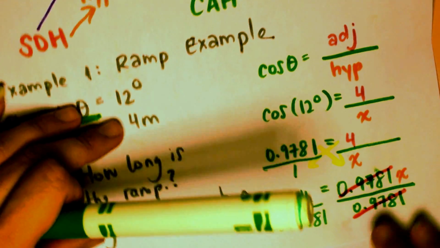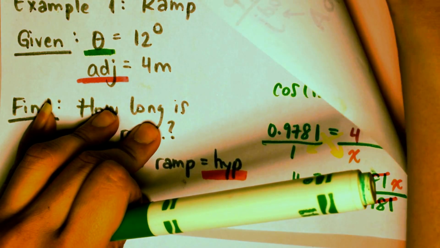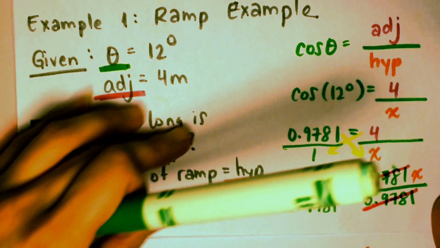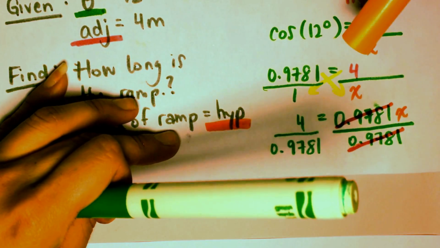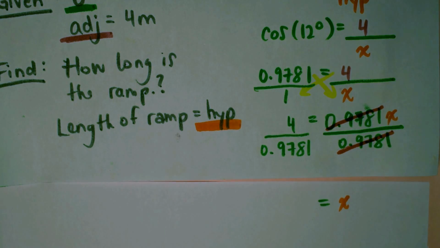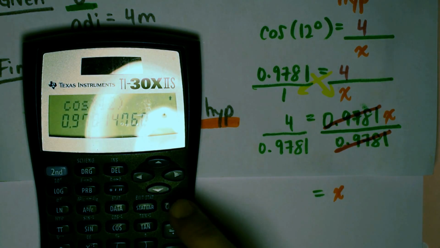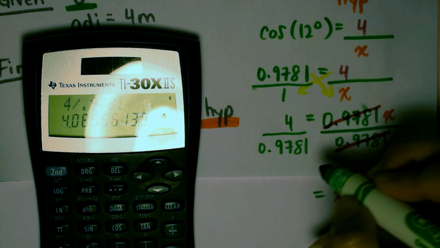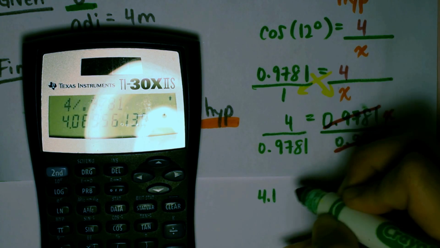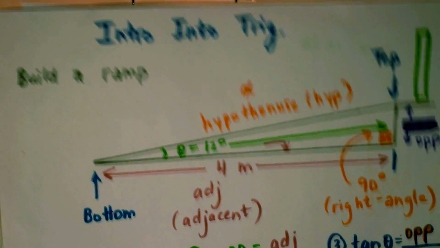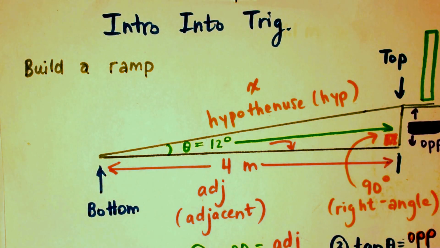And on my calculator now, what I have to calculate is, let me move this over, 4, you guys can see, 4 divided by 0.9781. So let's punch that into our calculator. 4 divided by 0.9781. And what I have here is call it 4.1. So 4.1 meters. That's my x. So now I know that based upon this example problem, our x equals 4.1 meters.